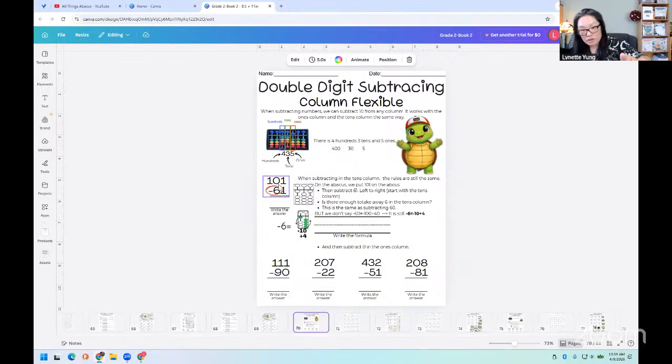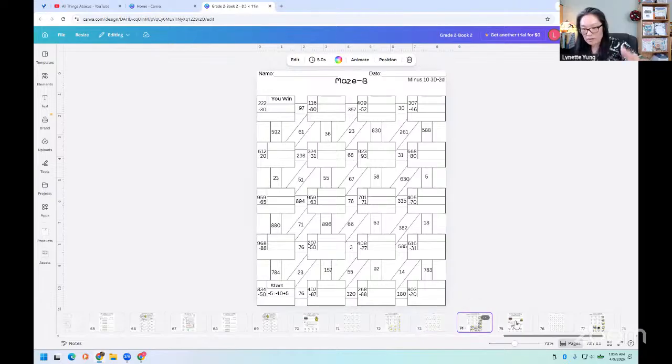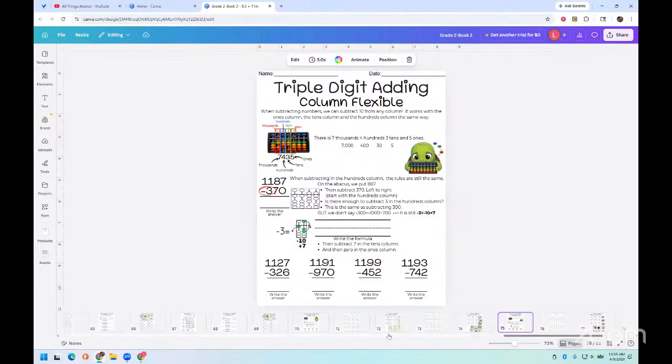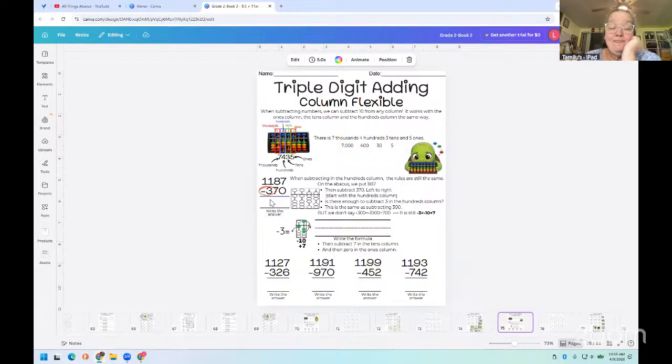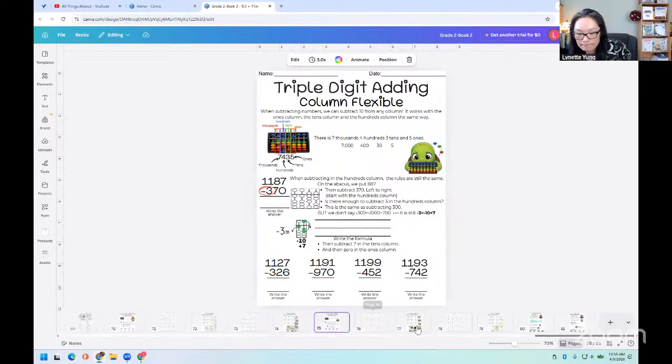Double digits. So here I have to regroup, right? This is what the answer is. And then the numbers are a little bit bigger. And again, you get the maze, you get the puzzle, get the maze, get the puzzle, and then the triple digit. Oh, whoa, quadruple. Well, because you're doing regrouping, right? So it's got to be a bigger number. We only go up to thousands, but after that, that's it. That's my book. I'm really impressed with my book.